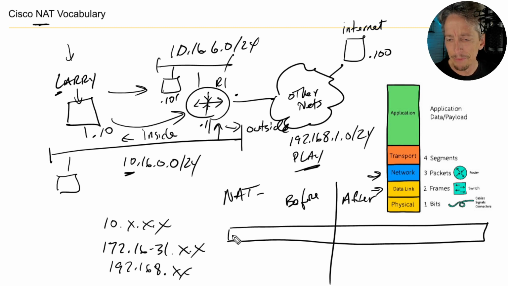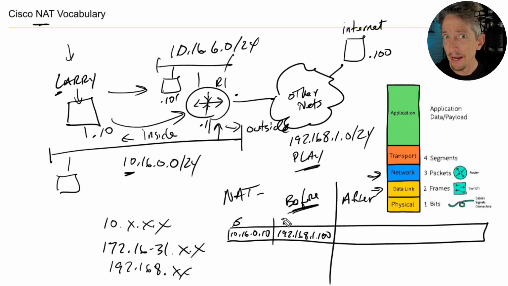So before, Bob's source IP address is going to be 10.16.0.10. That's his source address. And the destination address is the server. In this case, the server is at 192.168.1.100. So that's the before picture. So that packet as it's traveling here on this inside network is source address, destination address, no problem.